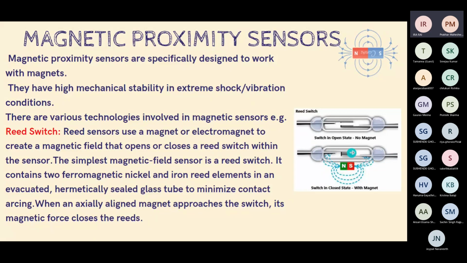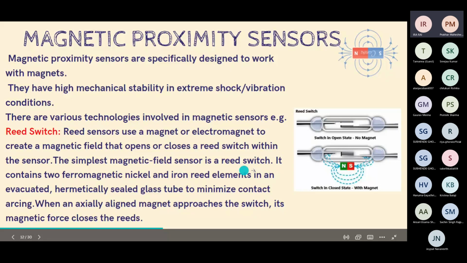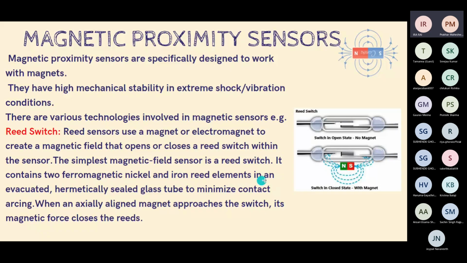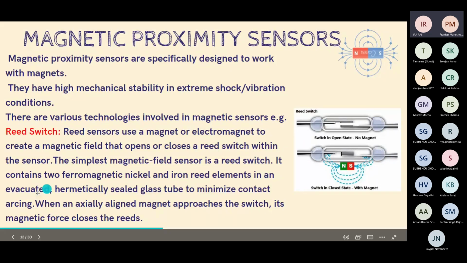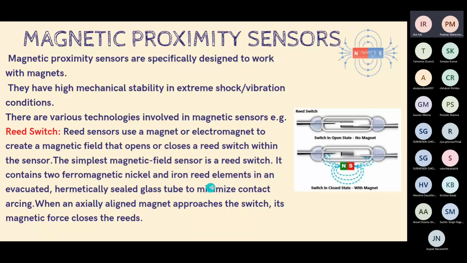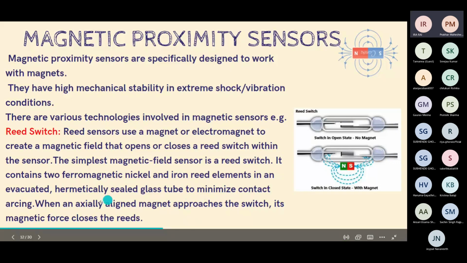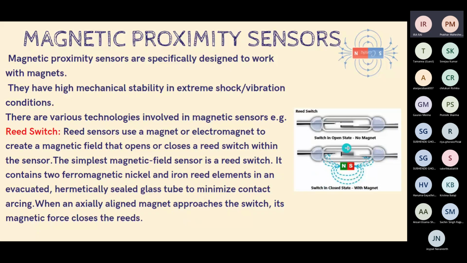The switches are joined. So it contains two ferromagnetic nickel and iron reed elements, which are these, in an evacuated, hermetically sealed glass tube. Hermetically sealed glass tube is just an airtight glass tube. So to minimize contact or arcing, when a magnet approaches the switch, the magnetic forces close the reeds. So these are called reeds, these ferrous reeds. So in presence of a magnet, these reeds are closed. So it obviously detects the presence of a magnet.